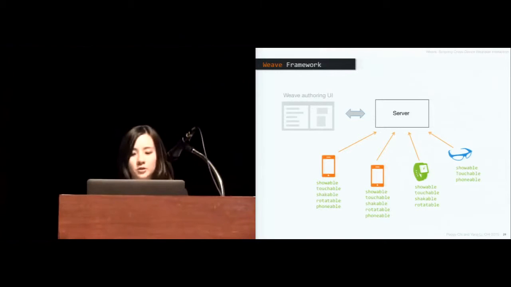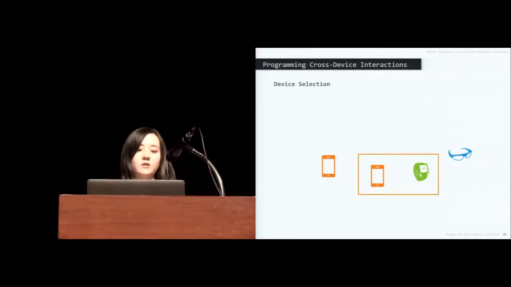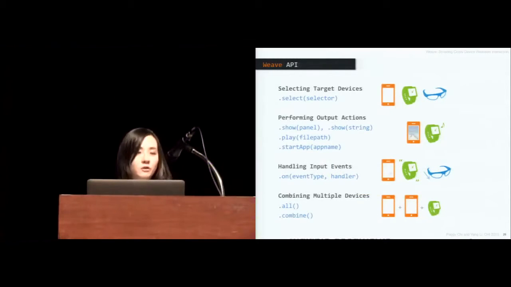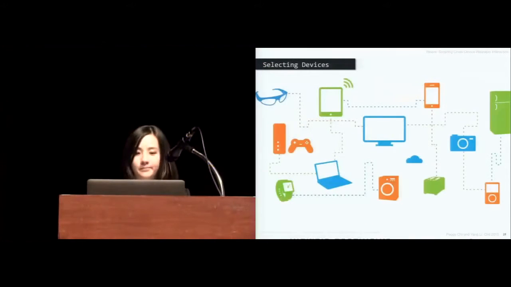Weave uses this server client infrastructure when prototyping the interactions, but for the final deployment, an ad hoc network can possibly be established. So now let's consider how a developer will program a cross-device interaction. With a set of available devices, she might first select the target devices from a set, and then she might provide some UI feedback on these devices and handle any event callback, and then finally respond to users' commands. Based on this kind of workflow, we designed the Weave framework. First, we introduced the device selection.